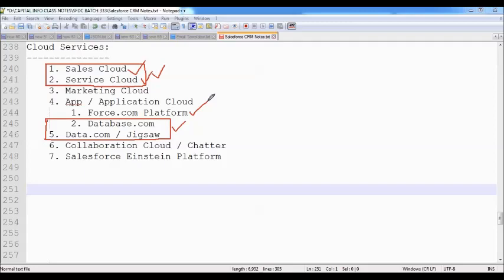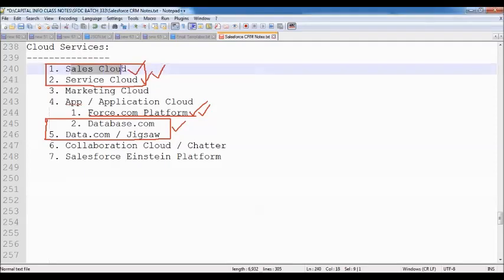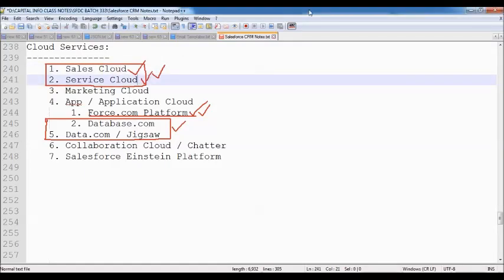I think everybody is aware of the Force.com platform also. We already discussed it in our first session. You know Salesforce.com and Force.com also. Again, we'll see that part as well. These are the three common questions as part of the cloud services offered by Salesforce. Now, let me explain each and every cloud service one by one in detail.